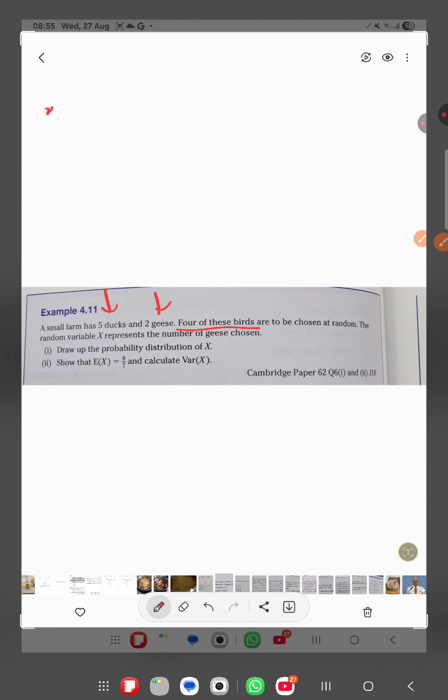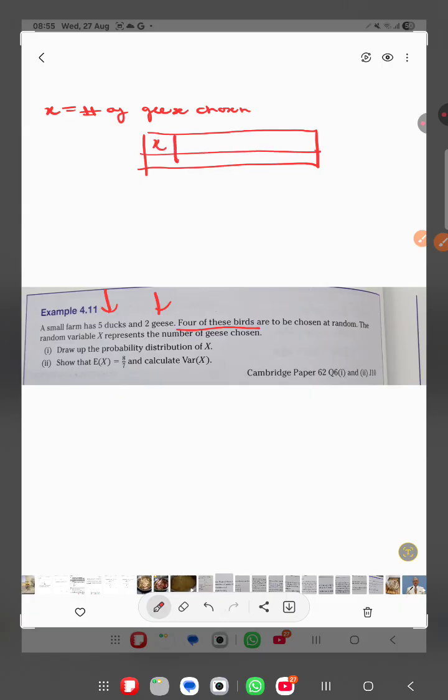X represents the number of geese chosen. So what is x? Number of geese chosen. Just good always to define your x, right? X is the number of geese chosen. And at the bottom, of course, is probability, right? Probability of x is equal to x.